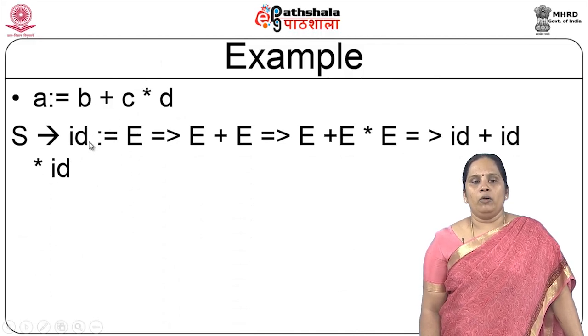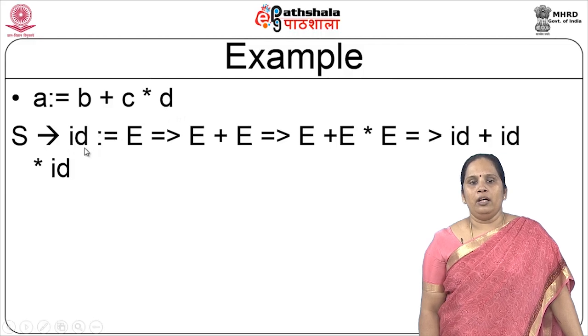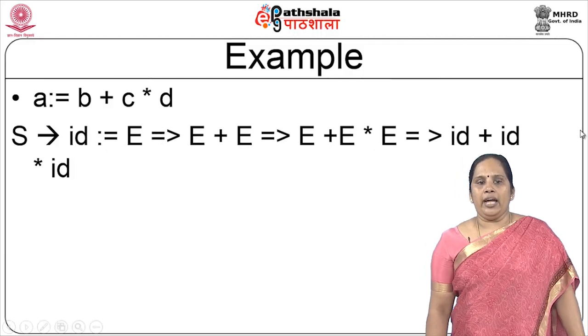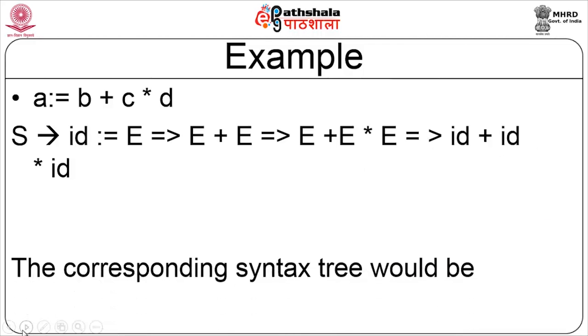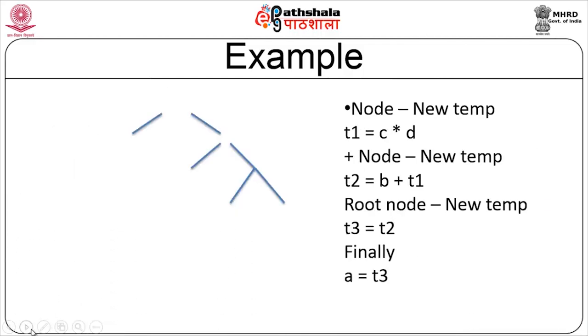So this will start with the production ID colon equal to E, which derives E plus E, which derives E plus E star E, which derives ID plus ID star ID. So the corresponding syntax tree would be something like this. This is your corresponding syntax tree.